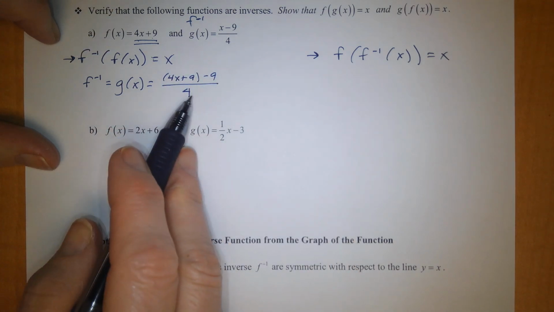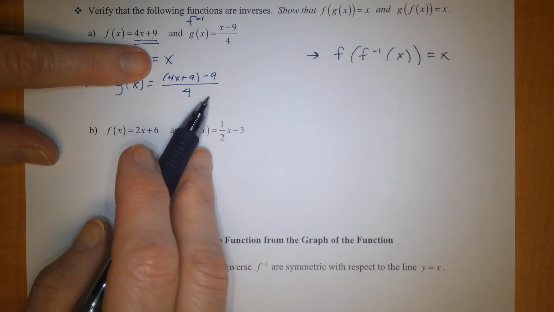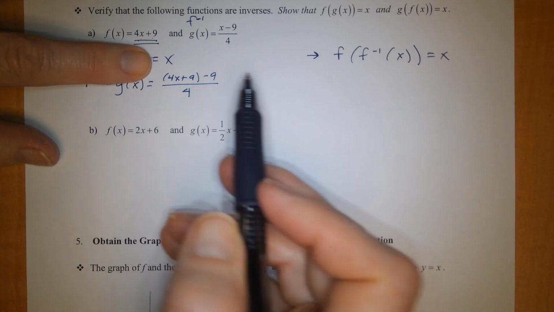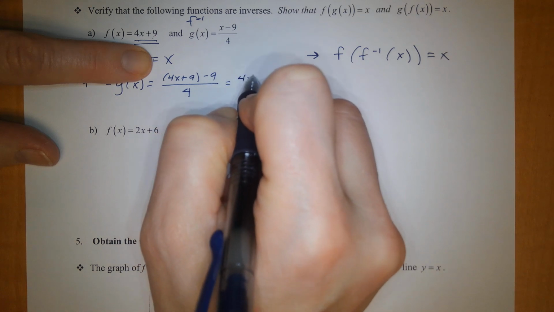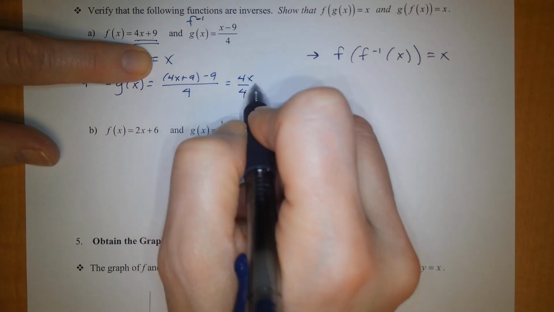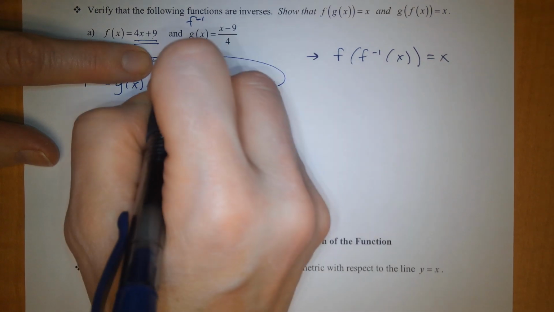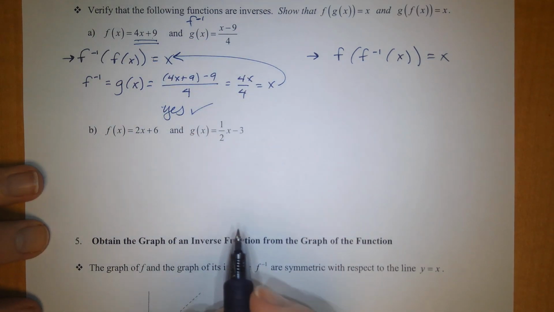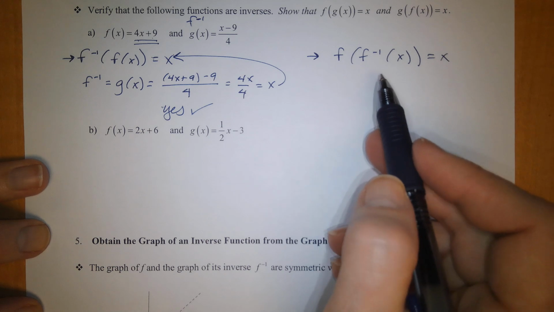Does this in fact equal x? Well, up in the numerator you can see we have 4x plus 9 minus 9, which is 4x over 4, which is equal to x. So yes, it does check that direction, but we also have to check it in the opposite direction.